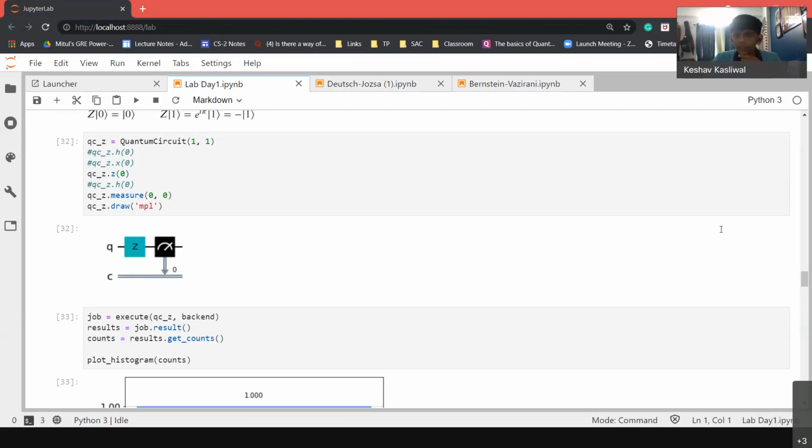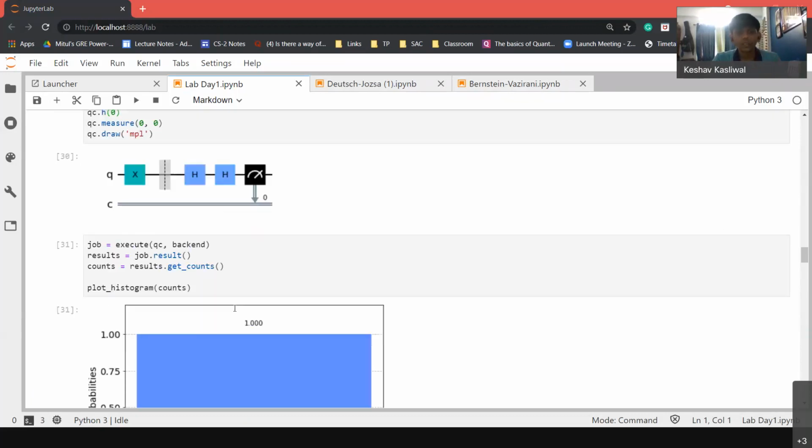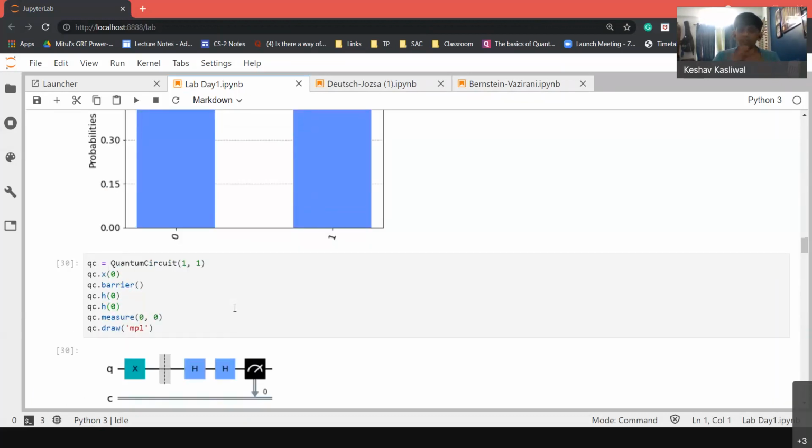So I'll come back to the question. What is the significance of barrier? Yes, sir. The significance of barrier over here is nothing. It doesn't affect the basic functioning of the circuit. It is just for us to classify it for a better visual appeal.